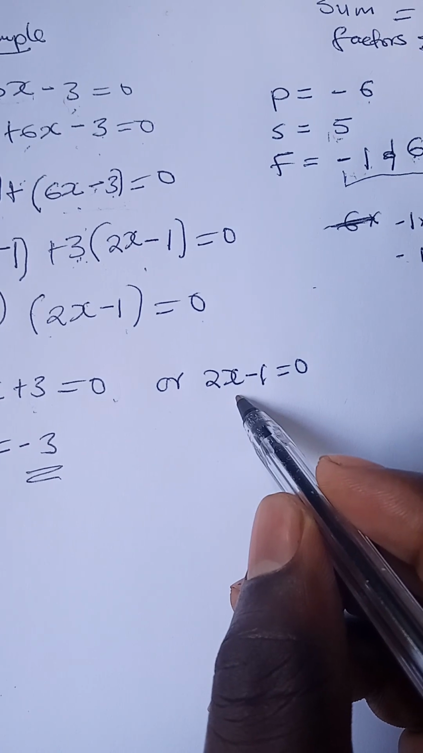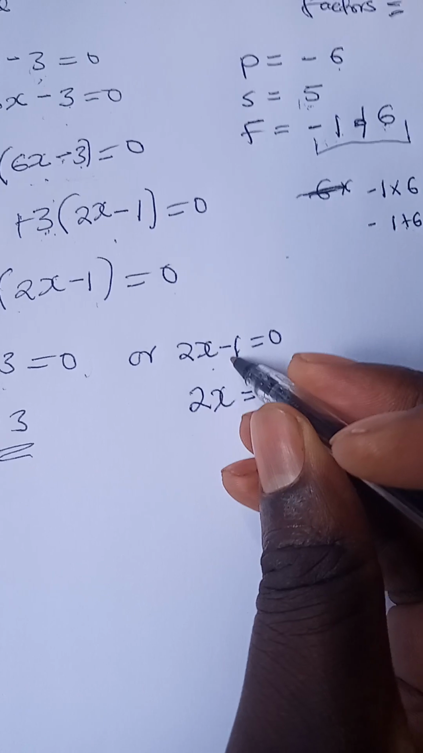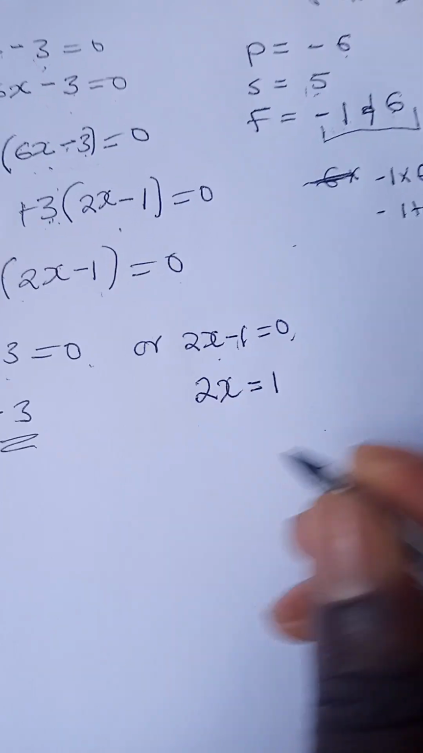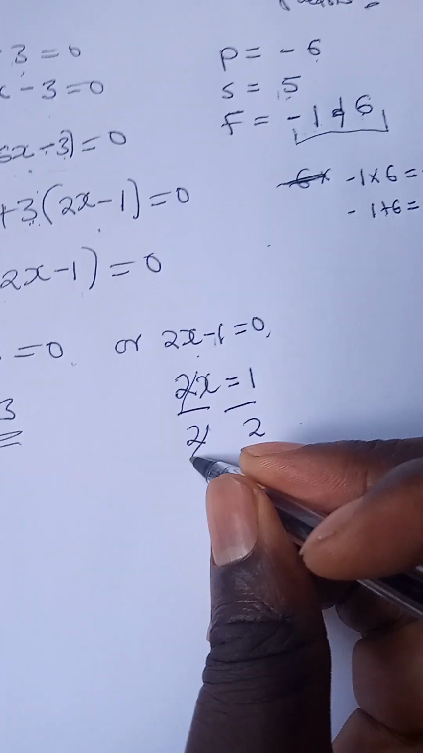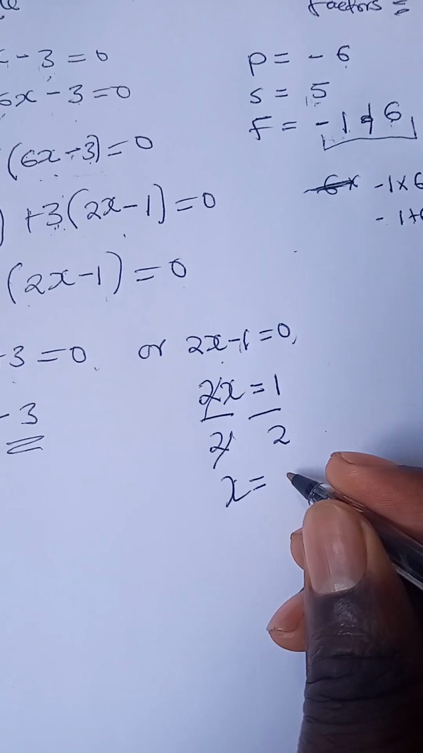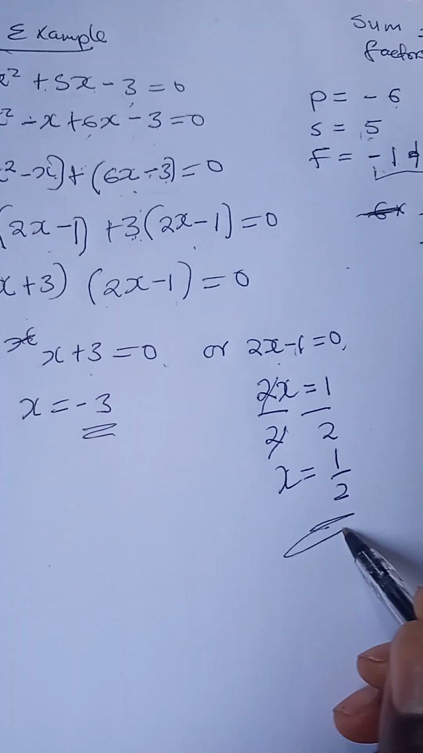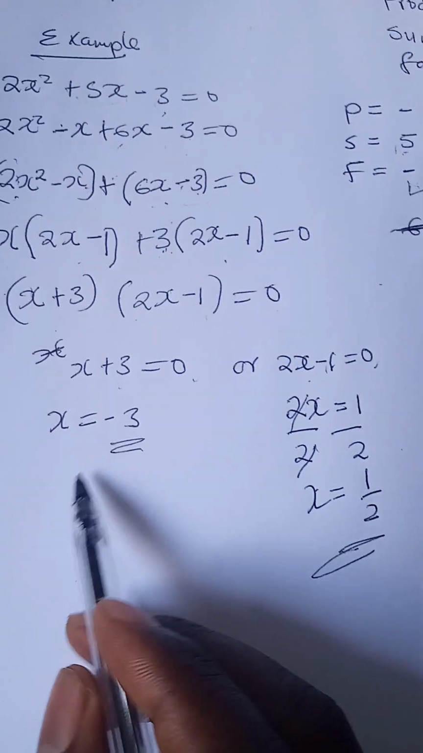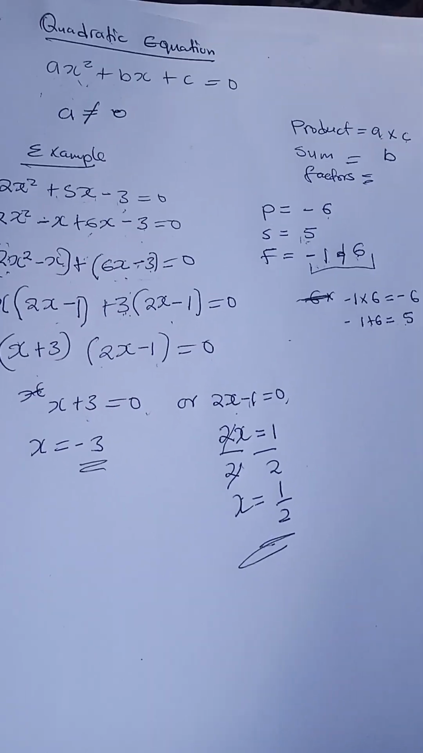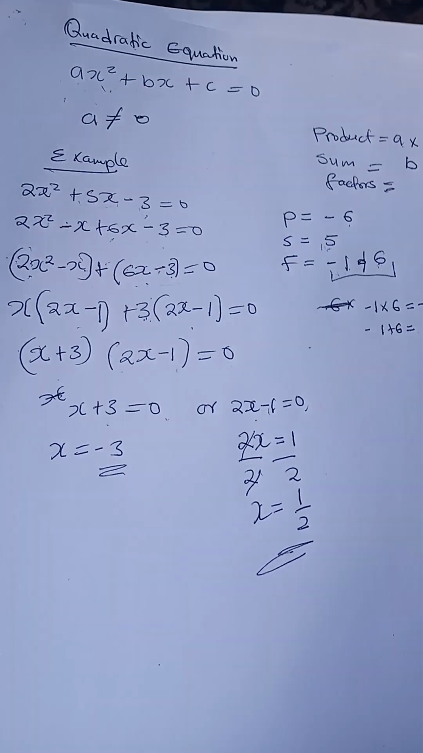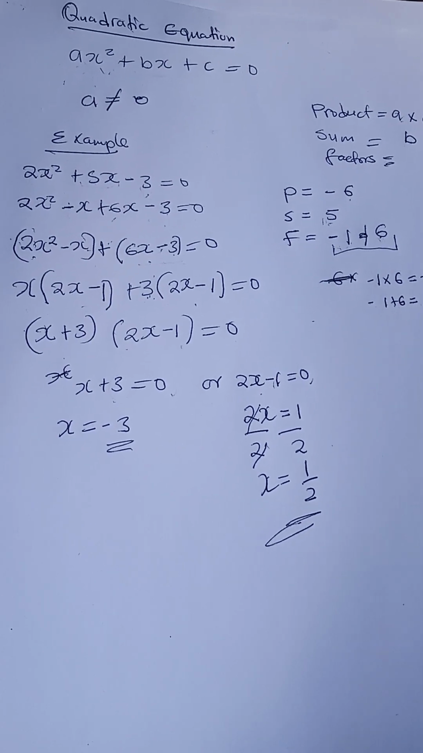On the other side, our target is to find the value of x. So we're going to say 2x is equal to, this negative 1 crosses to the other side, it becomes a positive 1. We divide both sides by 2, so that this 2 and this 2 go. We're going to remain with x is equal to 1 over 2. So this 1 over 2, or half, and negative 3 are the roots of this quadratic equation, solving by factorization. In case there's any question, you are free to ask. Thank you.